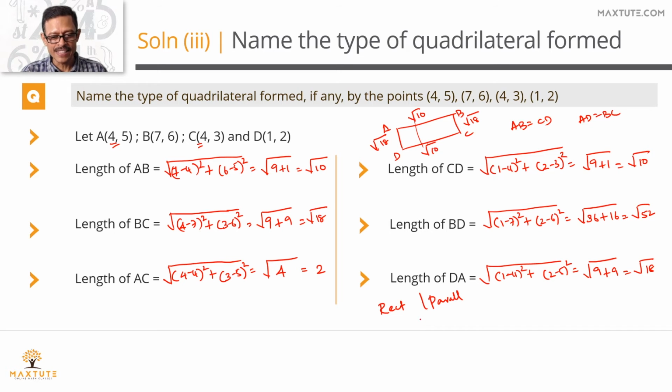The diagonals AC is not equal to BD, right? AC is not equal to BD. AC is 2, BD is equal to root 52. If the opposite sides are equal and the diagonals are not equal, then what we are talking about is a parallelogram. So these 4 points form the vertices of a parallelogram.